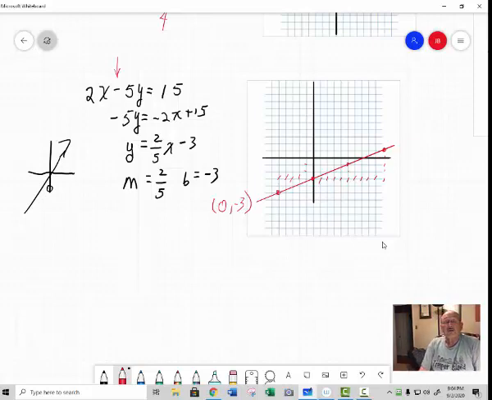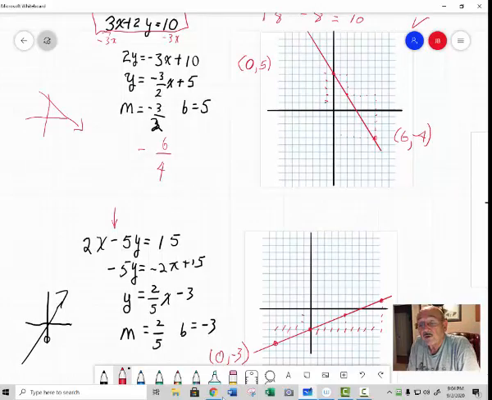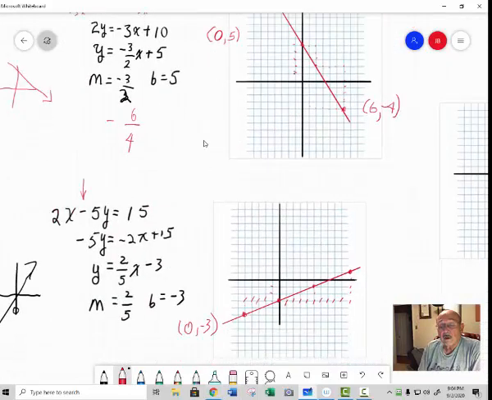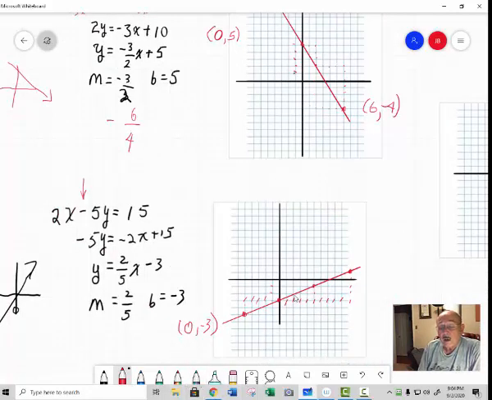Okay, so we end up with one with a positive slope, which you see climbs. This one grows, gets up higher as we go, and a negative slope falls as we move over.